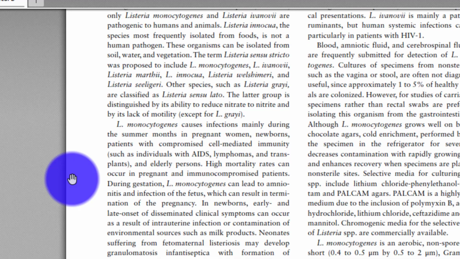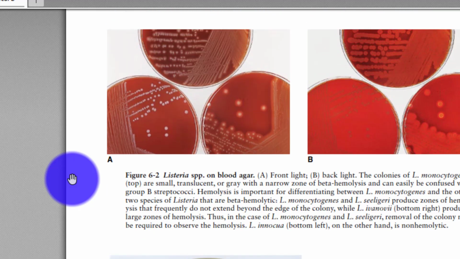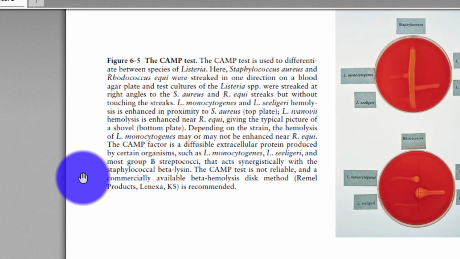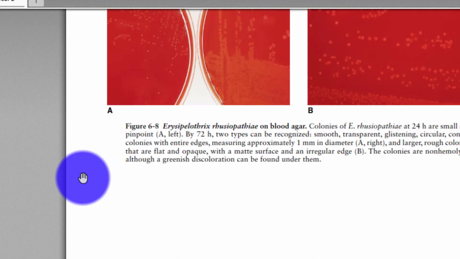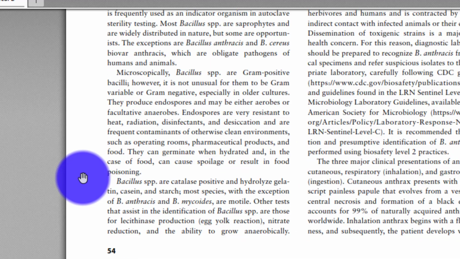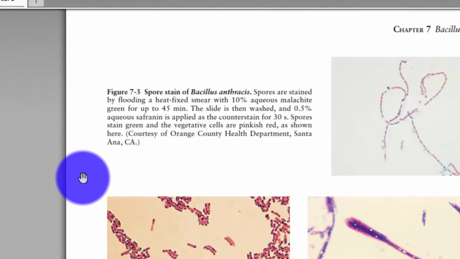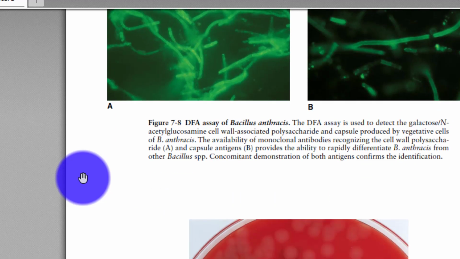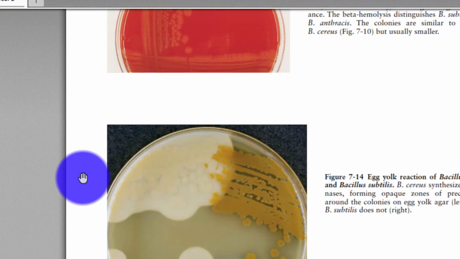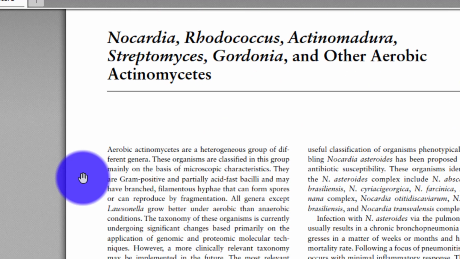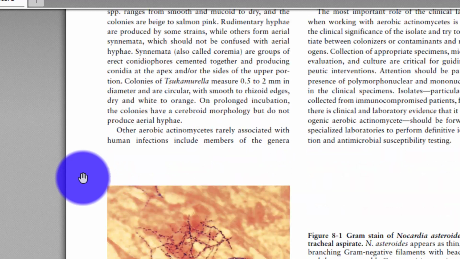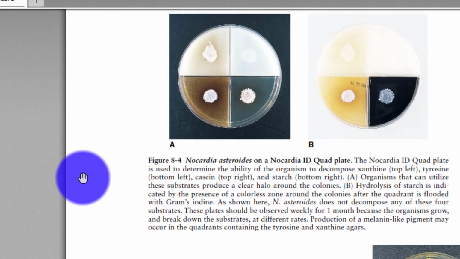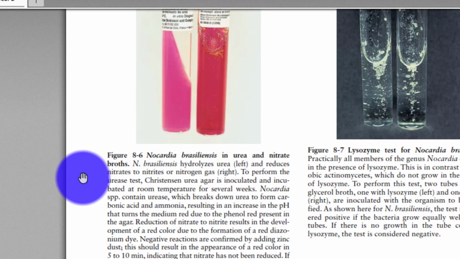Listeria, Bacillus cereus on blood agar, its isolation, CAMP test. Bacillus, gram stain, blood agar, biochemical test. Nocardia, gram stain, colonies, biochemical test.